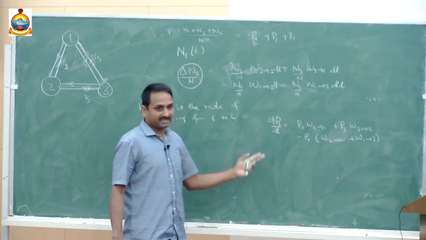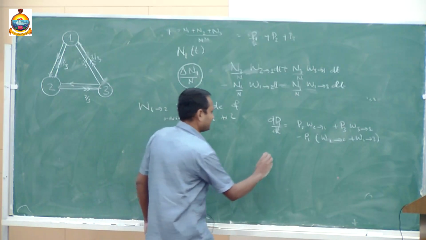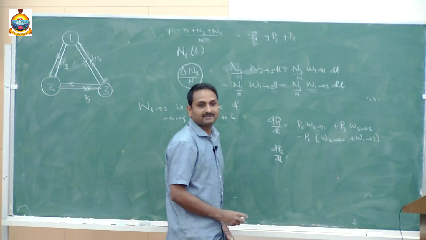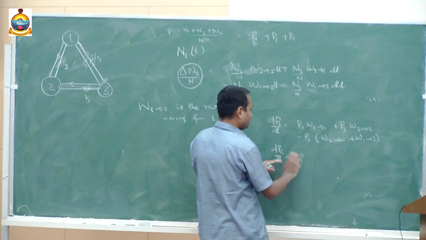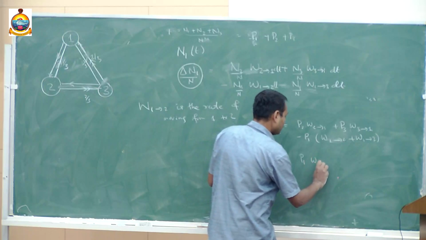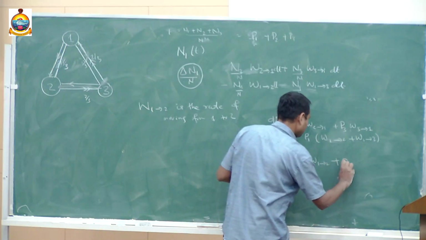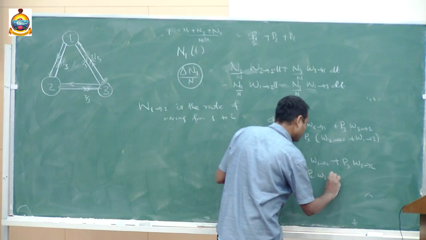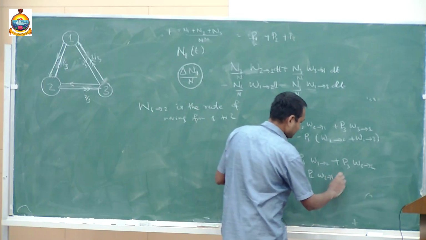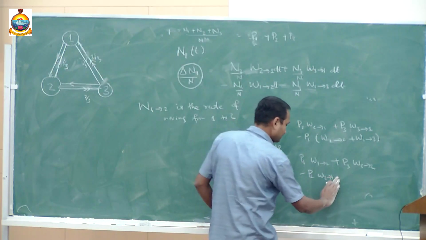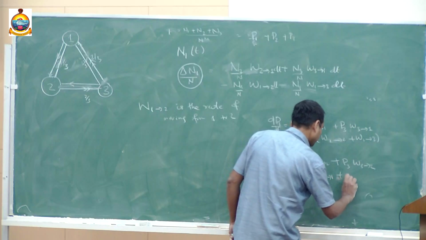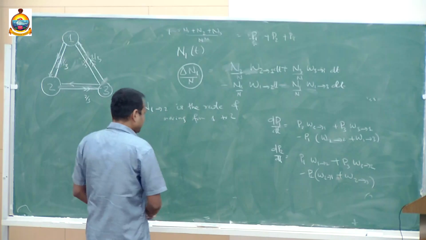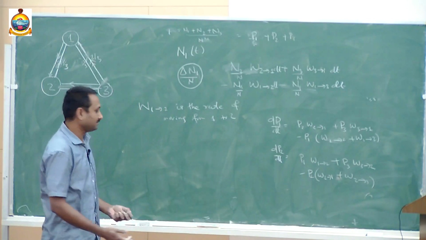So it's not one equation, there will be other equations. Can you quickly tell me the other ones? dp2 by dt, okay. p1, you can come from 1 to 2, so p1 w1 to 2 plus p3 w3 to 2 minus p2 times w2 to 1 plus w2 to 3, okay. So that is also another equation. So these equations can be written in matrix format, right?